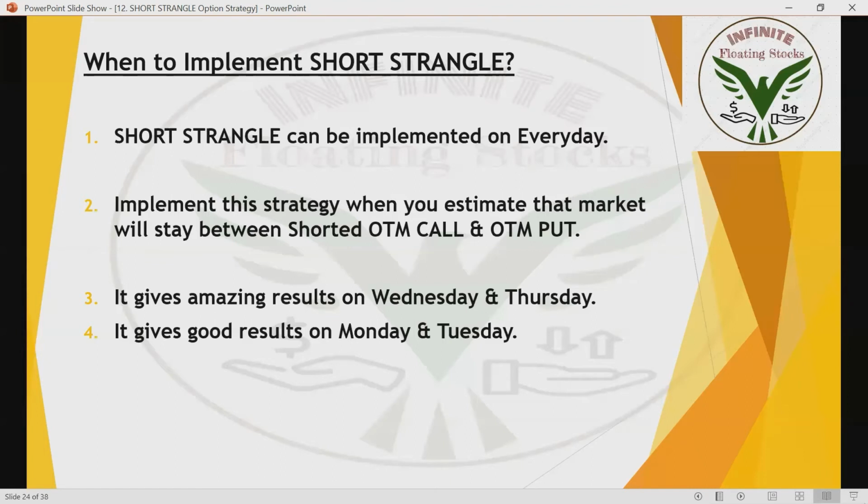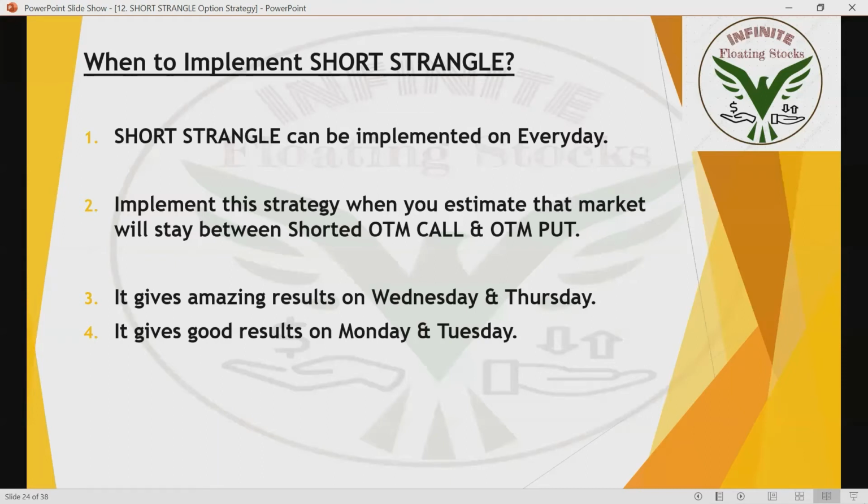That means the market should stay between the upper out of the money call strike which you have shorted, and the lower out of the money put strike which you have shorted. If it stays between those two strikes, then you'll be benefited, you will get profits. So short triangle can be implemented on every day. If India VIX is less than 24 or 25, that means the market will be moving sideways most of the time, and a sideways market is beneficial for this strategy.